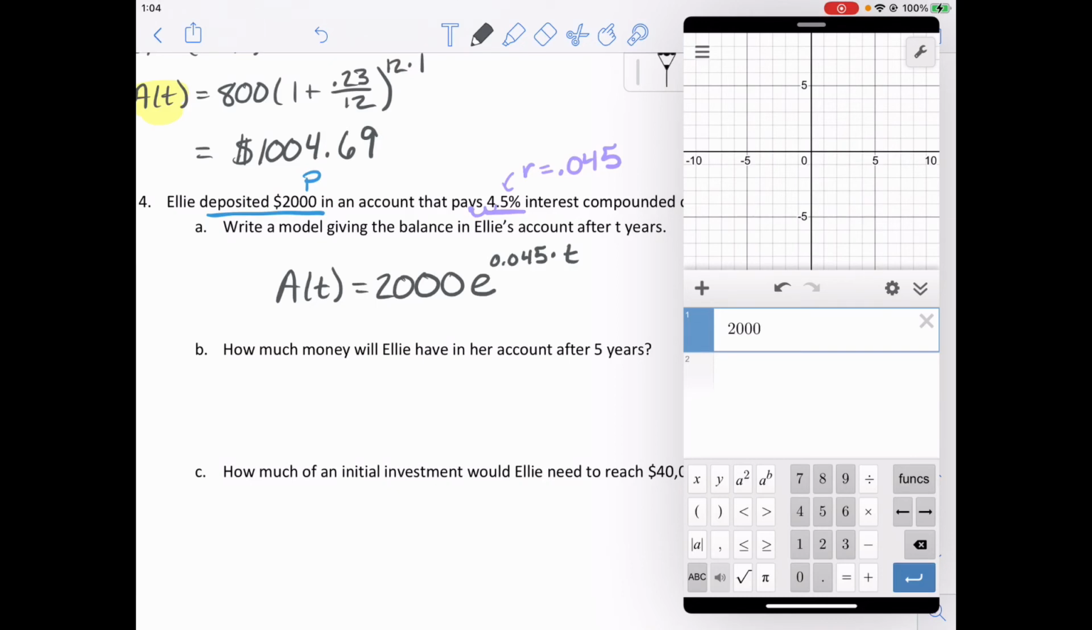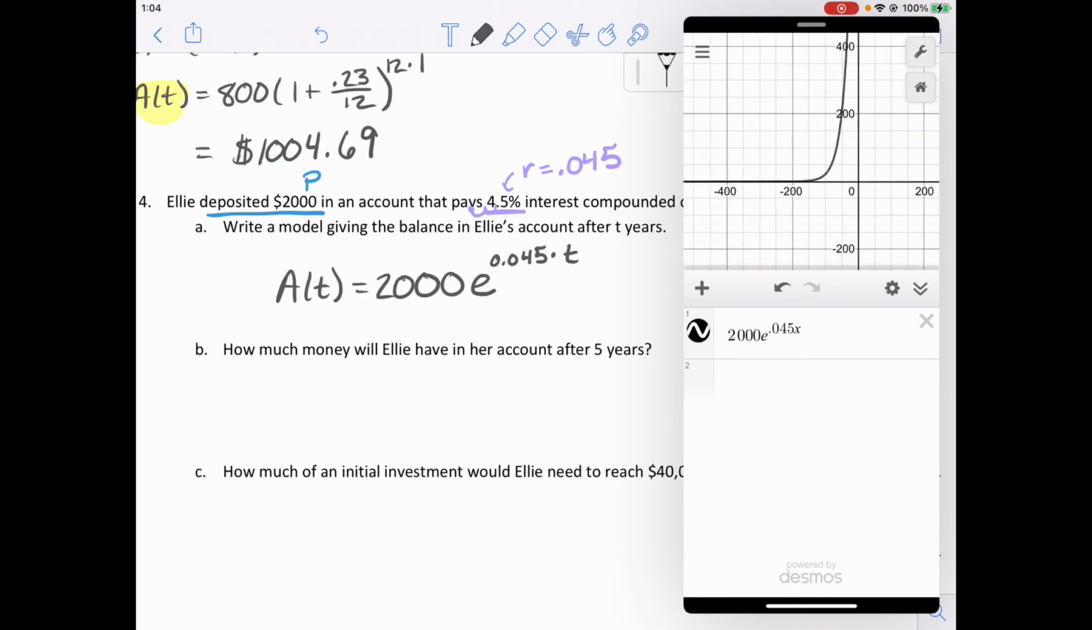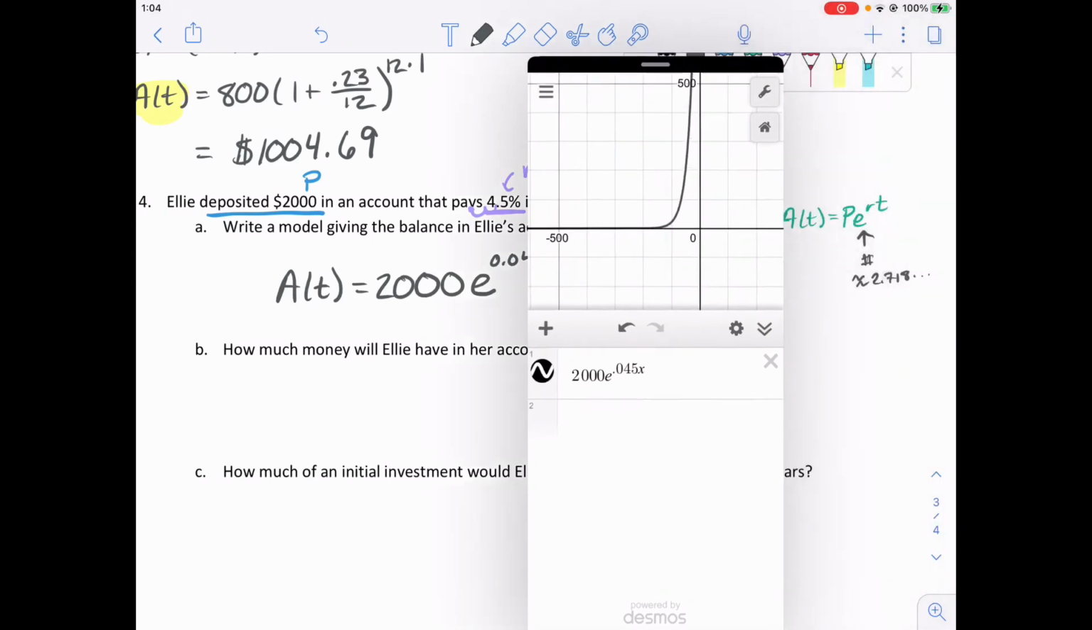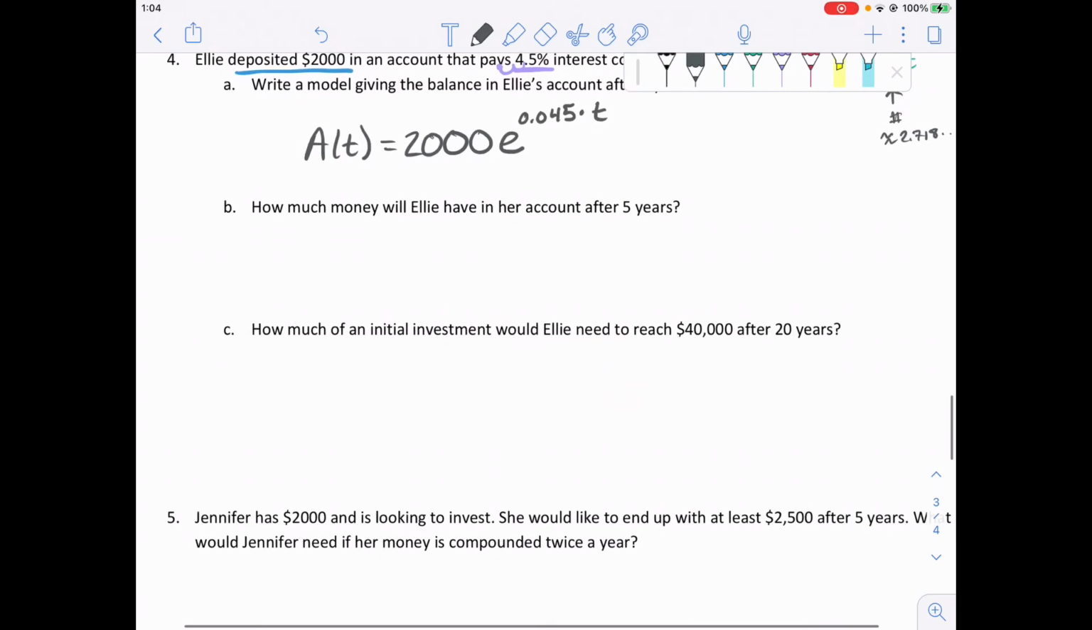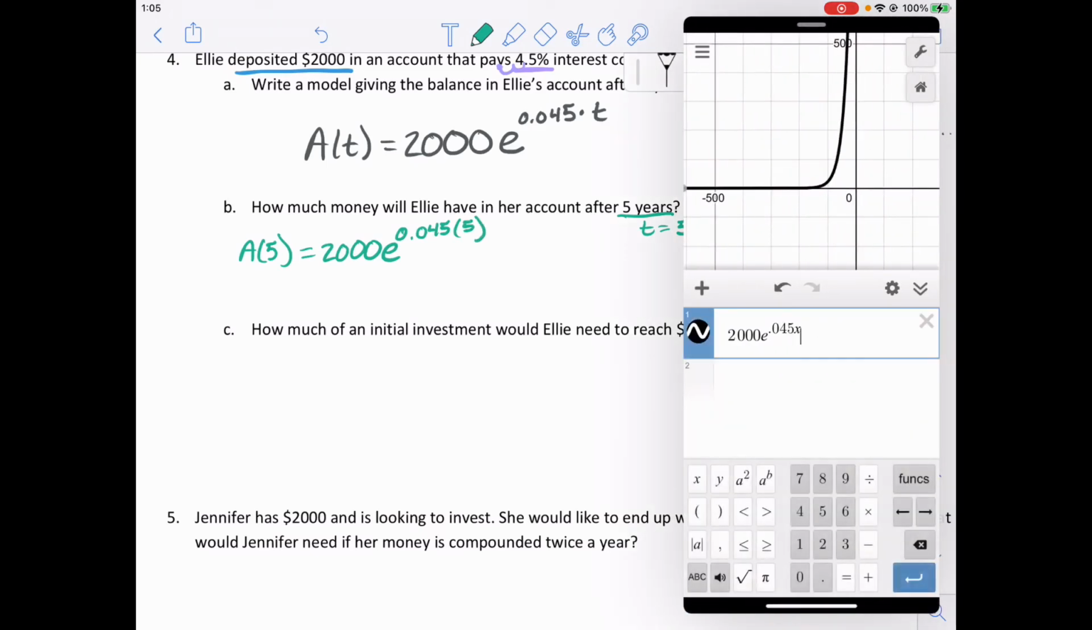2,000 e to the 0.045 x. It will graph it. So the question is, how much money will Ellie have in her account after 5 years? So that's going to be our t equals 5. We want to know what is A of 5, our amount after 5 years: 2,000 e to the 0.045 times 5. So let's go in here, and I've already got this, so I'm just going to do times.